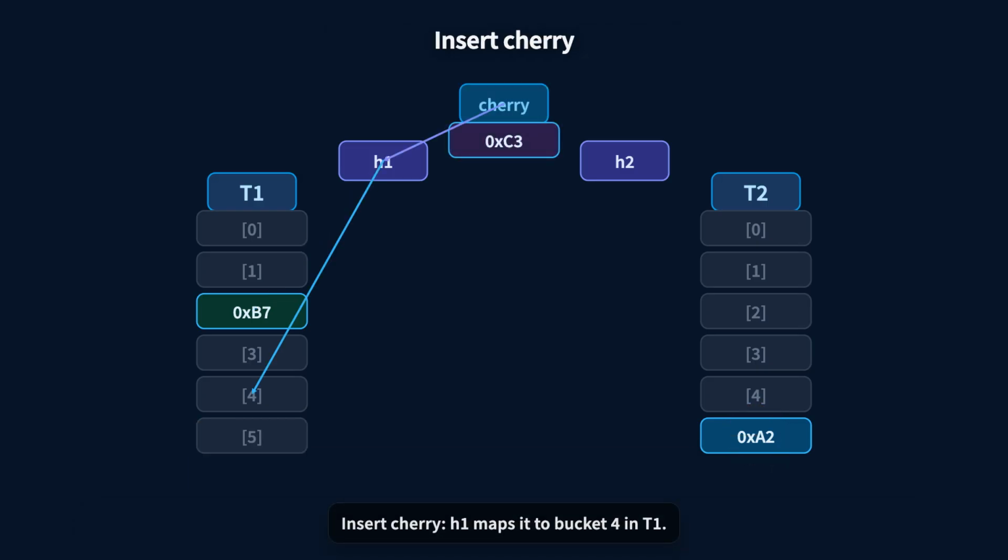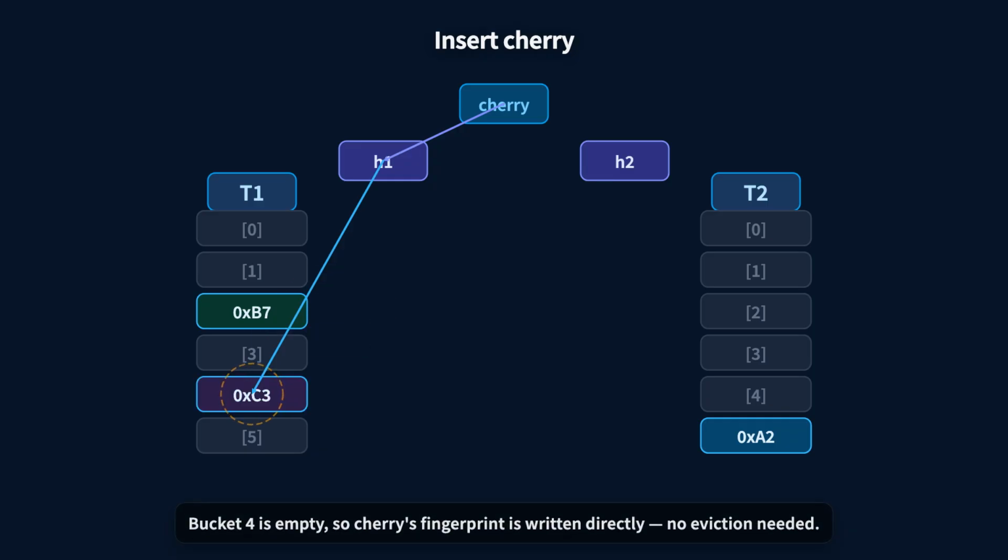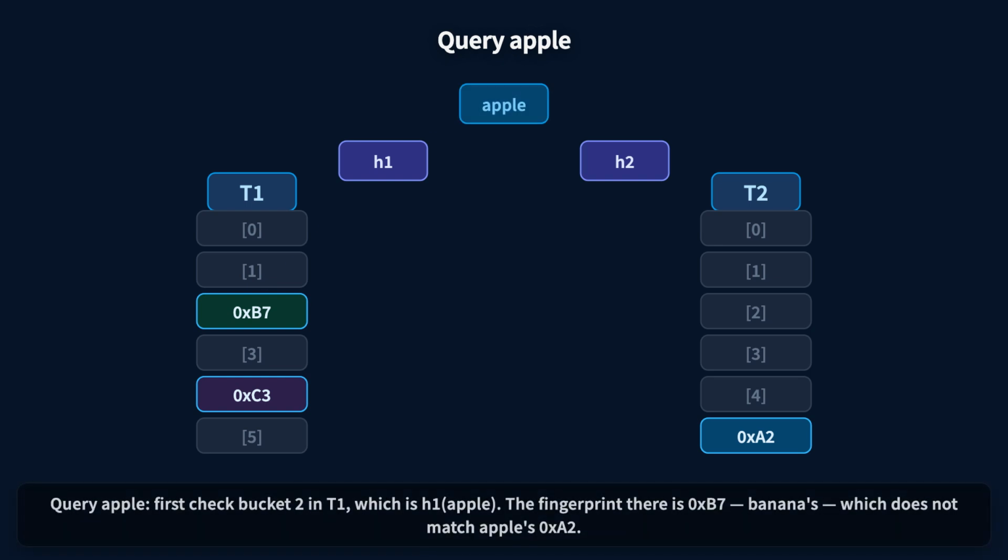Insert cherry. H1 maps it to bucket 4 in T1. Bucket 4 is empty, so cherry's fingerprint is written directly. No eviction needed.